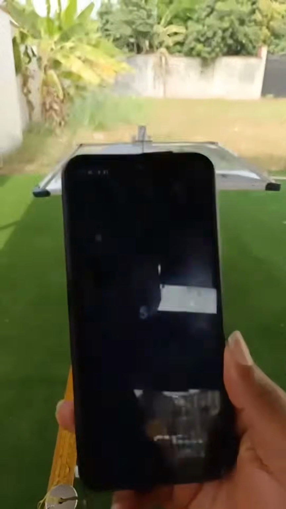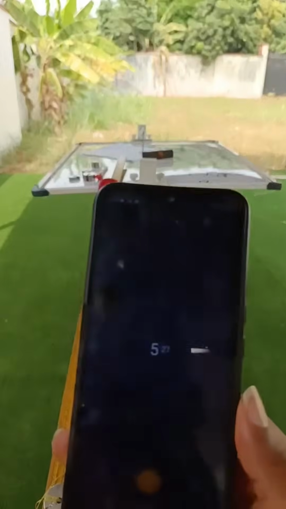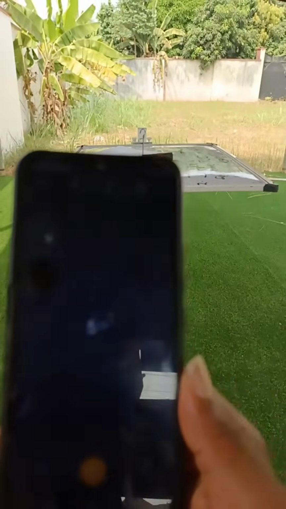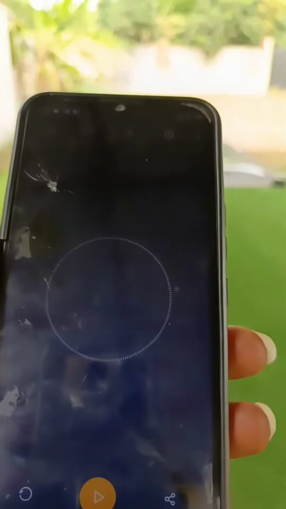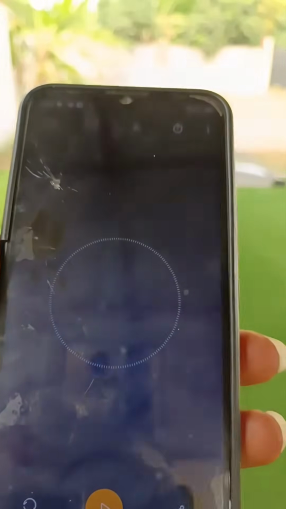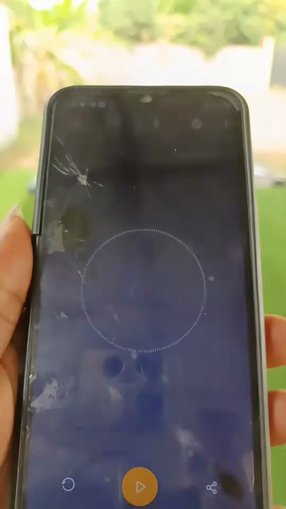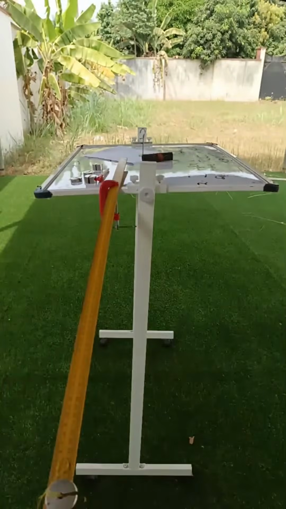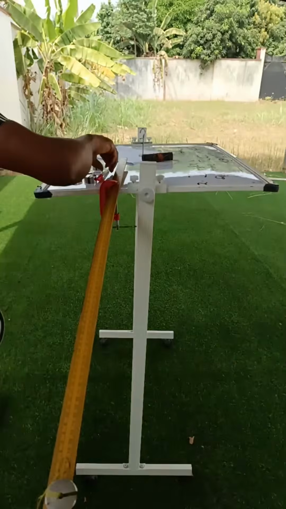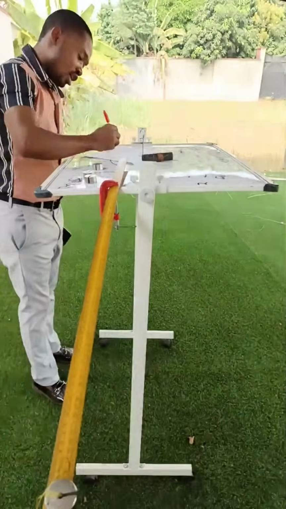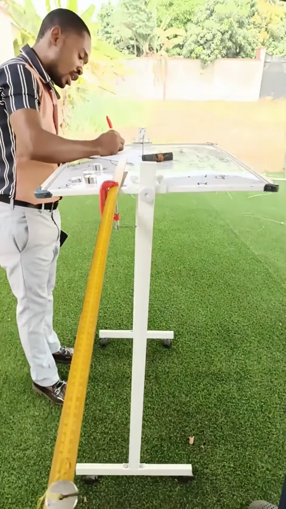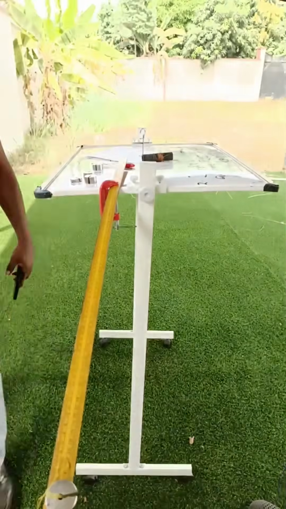Now this gave 5.27 seconds. Let me try to show it. 5.27. Then we can see it now. We have to repeat it. That is T1. Yes. T1 is 5.27. So I am going to record it here. 5.27. Let's see. We are going to repeat for T2 again.